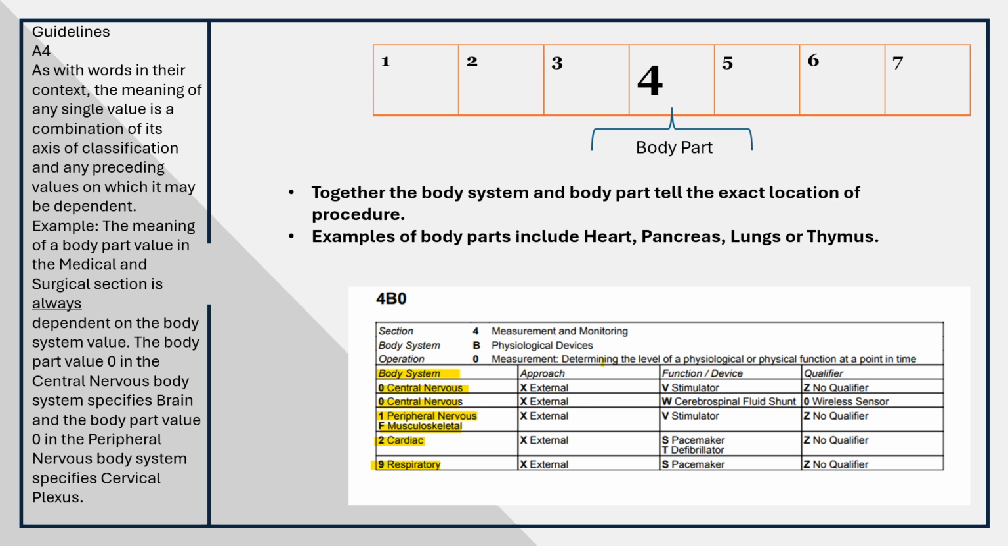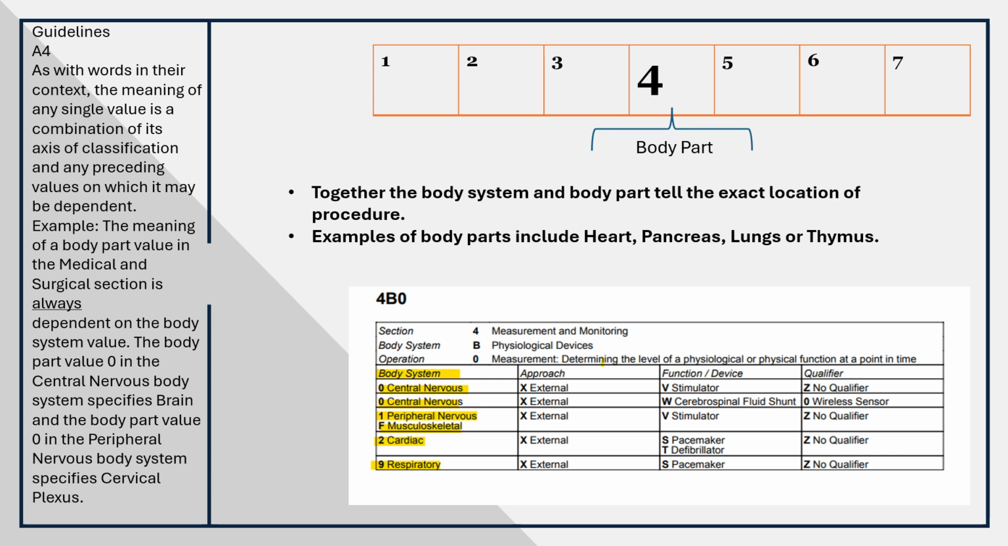Character value number 4. This character identifies the specific part of the body on which the procedure is performed. Each body system has a set of body parts associated with it. For example, in the digestive system, characters could represent the stomach, small intestine, or liver.